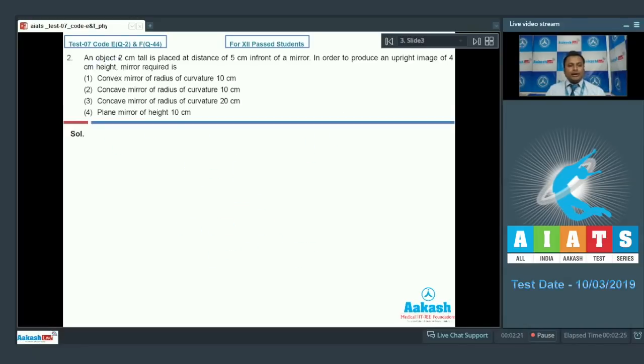Here is question number 2. An object 2 cm tall is placed at a distance of 5 cm in front of a mirror. In order to produce an upright image of 4 cm height, the mirror required is what? So you are having 4 options and you have to pick up the correct one. See here, the height of object is given. Object is always kept above the principal axis. So according to sign convention, we can use height of object as plus 2 cm. On the other hand, the image mentioned in the question is upright, so obviously it will form above the principal axis. So HI will also be positive, that is 4 cm.